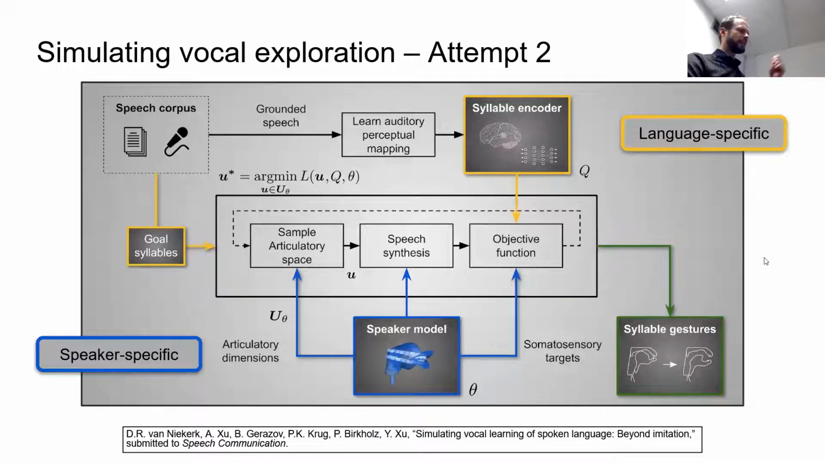So this is essentially our implementation of that. Again, it's similar to our previous attempt. We start with an optimization process, where we have some sampling of the articulatory space. We try to synthesize those trials, and we measure how well we're doing in terms of our objectives. Our objectives are defined in terms of language-specific auditory objectives and speaker-specific articulatory objectives down here.